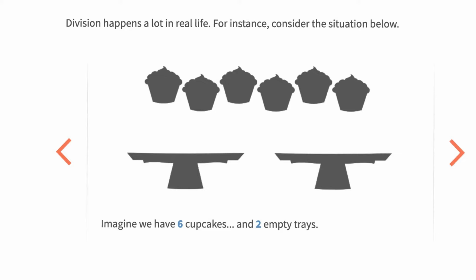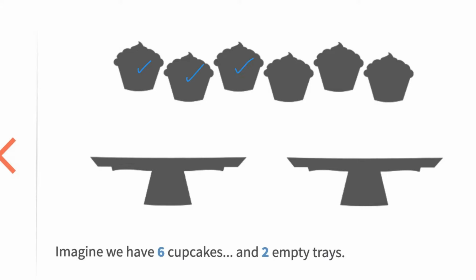Imagine you have, how many cupcakes do we have here? 1, 2, 3, 4, 5, 6. And you have how many empty trays? 2. Right, we have 1 empty tray and we have another empty tray. We want to place an equal number of cupcakes on each tray. Okay, so in other words, we want to divide the cupcakes up into 2 trays. So we want to take the 6 cupcakes and divide them into 2 trays.